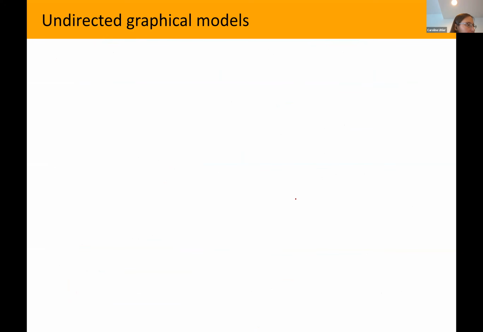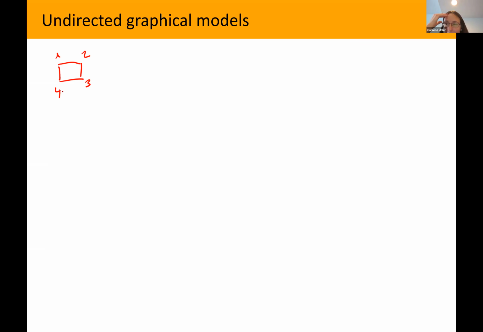Okay, so maybe I should do the undirected setting also next time. But I think I can just do it maybe in words a little bit. So in the undirected setting, somehow if you come from graph theory, now here it's very easy. So before it was easier to just write down what I think the factorization should be.